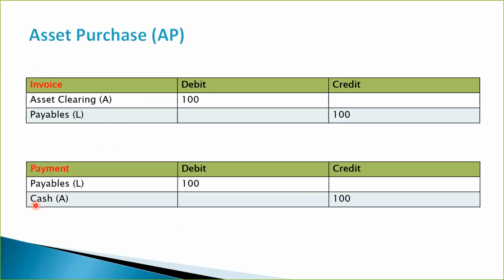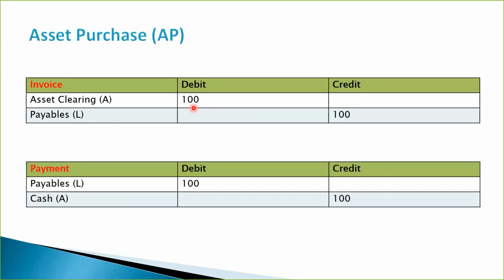So you'd be liable for $100. Let's say we're using dollars, so our payables account would be affected, and the asset clearing account would also be affected. So we haven't mentioned asset clearing before. This is the first time we're mentioning it, and we are going to see what role it plays.